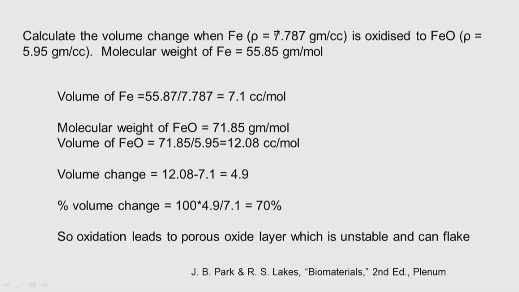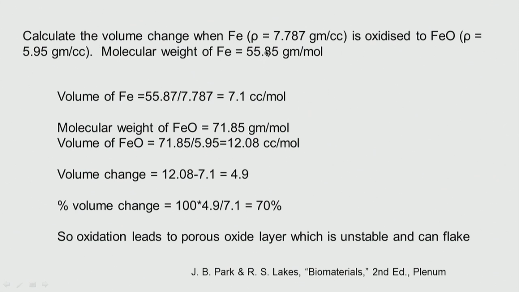So, iron density is 7.7, whereas iron oxide has a lower density, obviously, which means there will be an increase in the volume. That is about 70% increase in volume. So, how do you calculate? We use these density values, and then we use the molecular weight value.